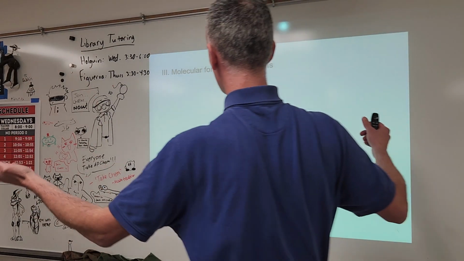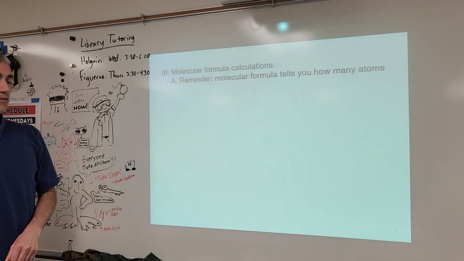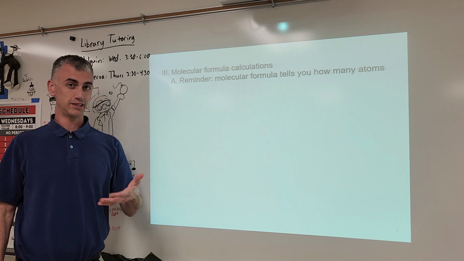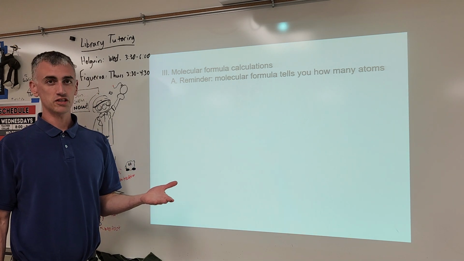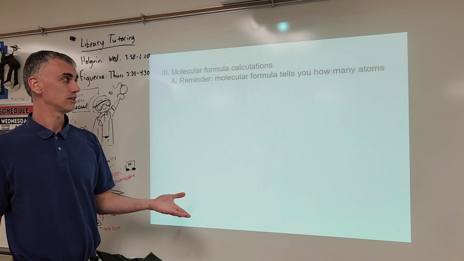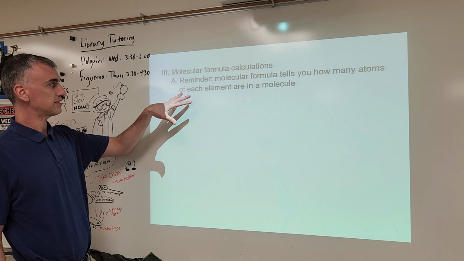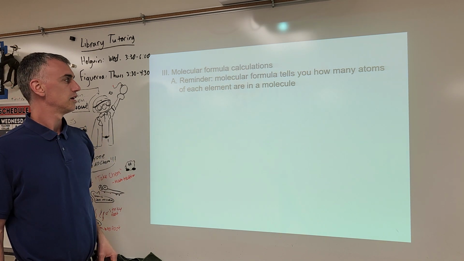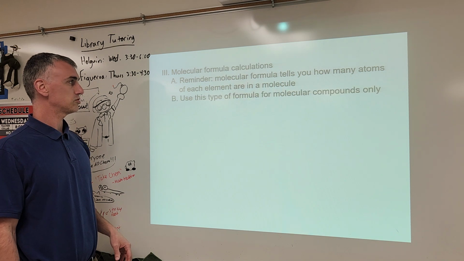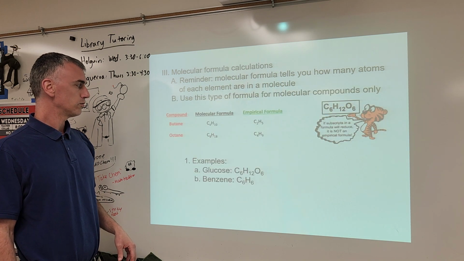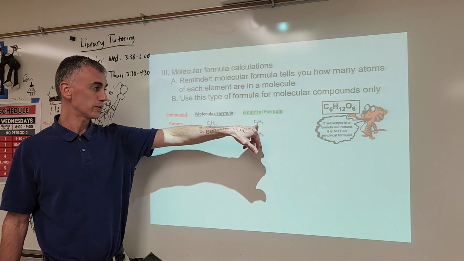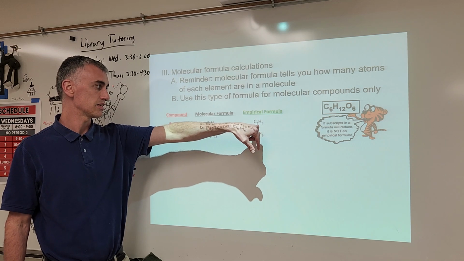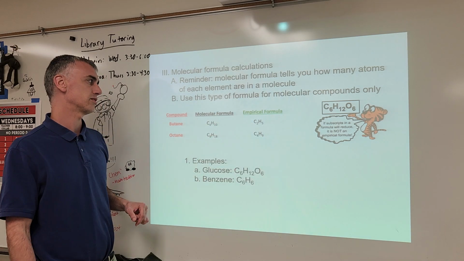Okay, let's talk about molecular formula calculations. So if you're going to calculate a molecular formula, first step, you need to know what it is, especially as opposed to empirical formula. You can think of it as telling you how many atoms of each element are in a molecule, as opposed to an empirical formula, which would tell you the lowest ratio of atoms in a molecule, or the different types of atoms in a molecule.